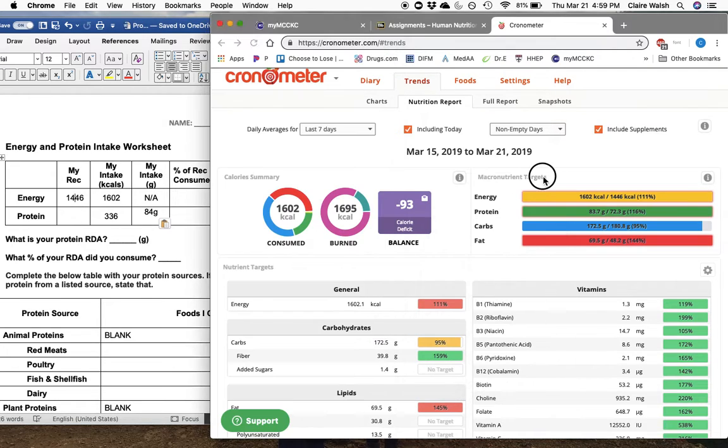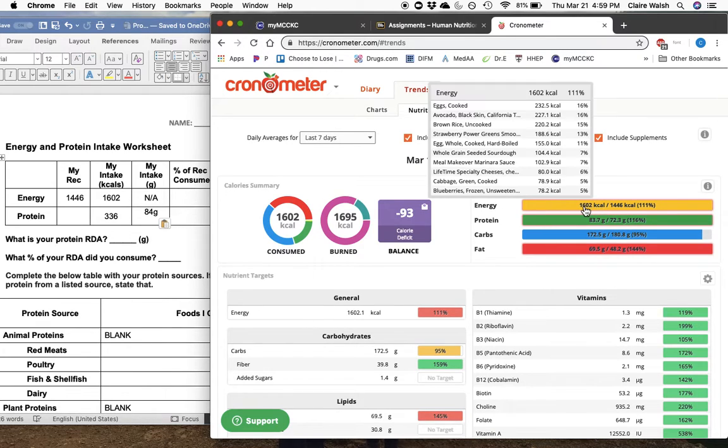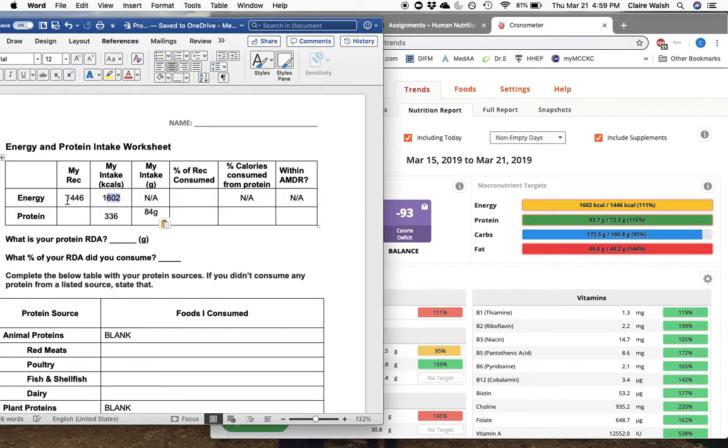If we come over here to the macronutrient targets section of your nutrition report, you can see that I ate 1,602 calories, and my recommendation was 1,446. So here we go, 1,602, 1,446, just plop those numbers right in there. Then Chronometer already calculates the percentage of that recommendation, 111% consumed. So I will enter that right there.